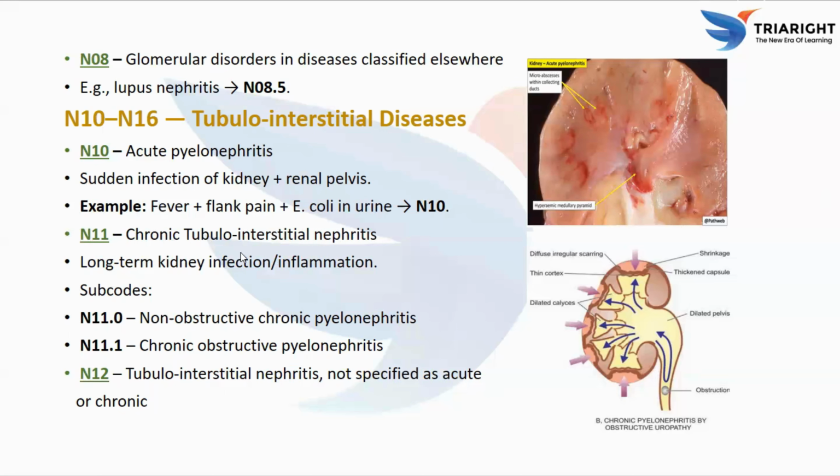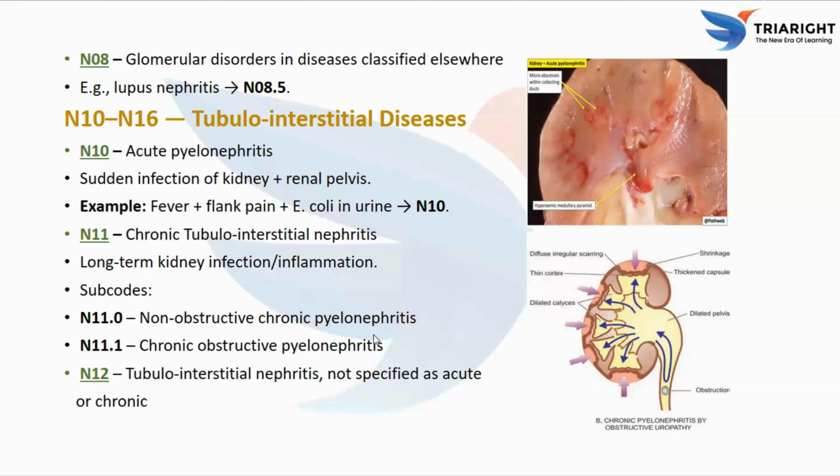The next is N11, chronic tubulo-interstitial nephritis. It's a long-term or repeated kidney infection or inflammation. This causes progressive damage which results in scarring, kidney shrinkage, and then a loss of function. So what are the subcodes? N11.0 for non-obstructive chronic pyelonephritis and N11.1 for chronic obstructive pyelonephritis.